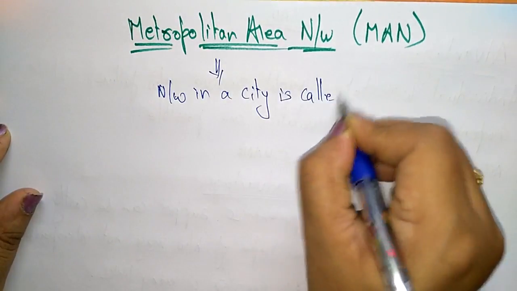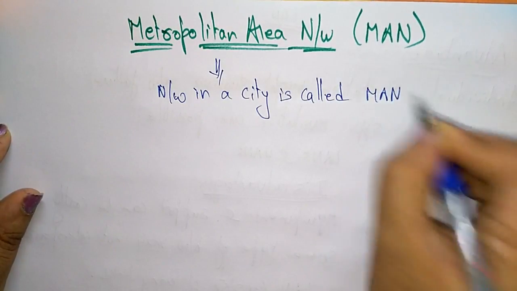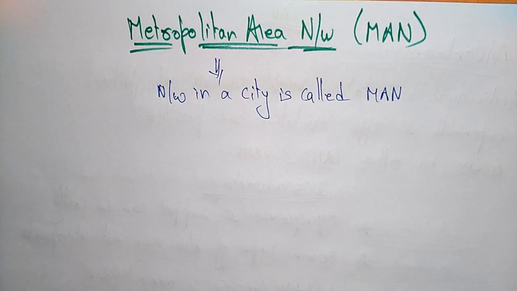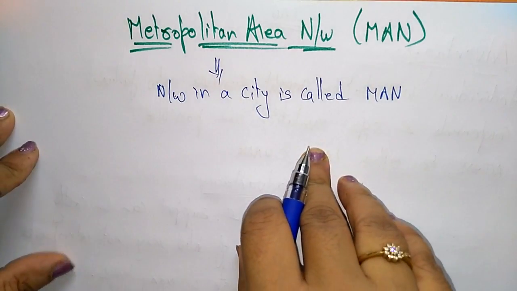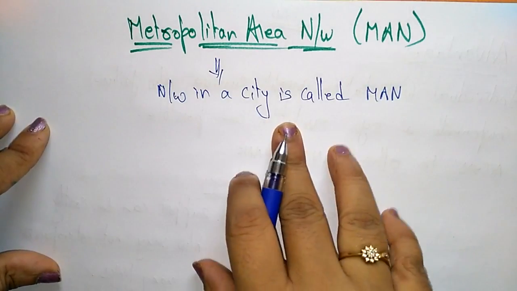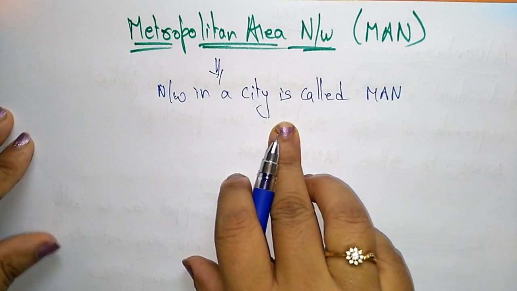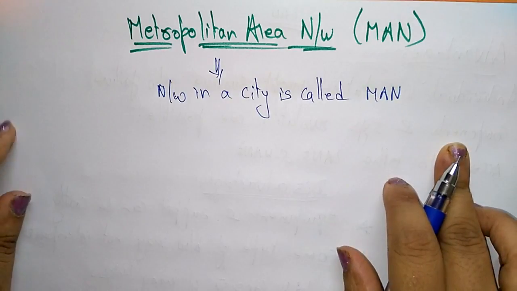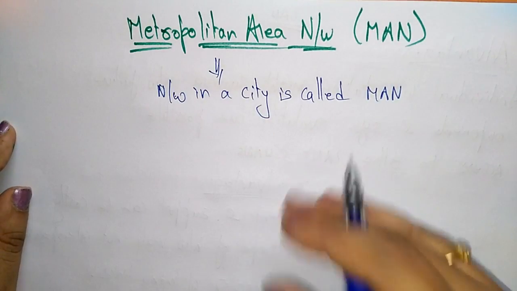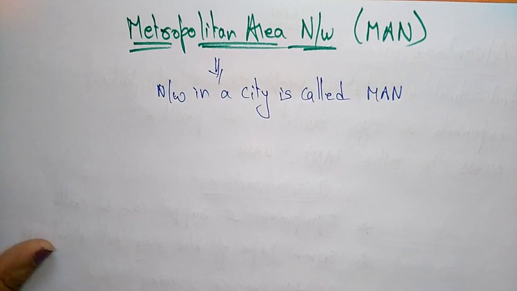A network in a city is called a MAN. Whereas a LAN, as I discussed, is arranged only within a building or within a campus. While the metropolitan area network is a network used within a city. It is commonly used in school campuses or large companies with multiple buildings.